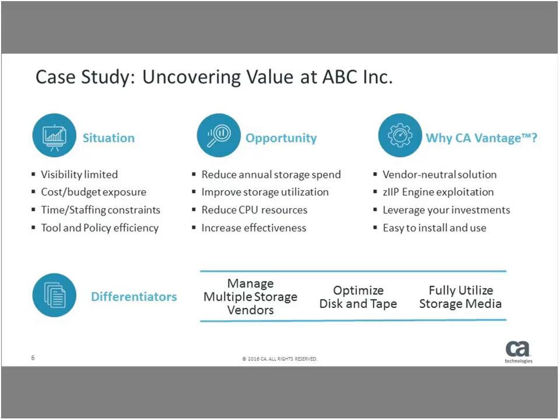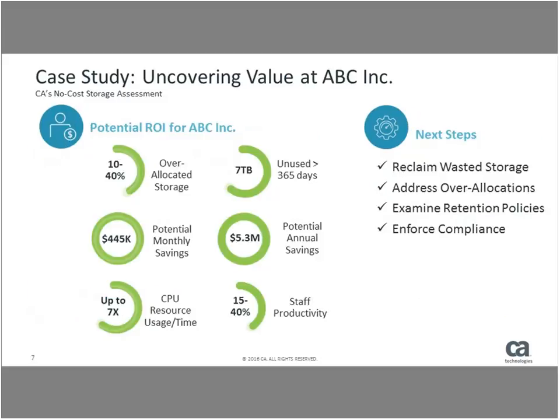So they wanted to reduce their annual spend. They wanted to improve the utilization, of course. They were concerned about using too many CPU, MSU cycles, if you will, and to increase the effectiveness of their team. And they were looking at Vantage because of our vendor neutrality and, again, the zIIP exploitation and everything that Vantage stands for. The differentiators for this company were multi-vendor management, optimization of both the DASD, the disk, and the tape resources that are out there, and the fact that they needed to fully utilize all of their media. And the results were based off of a storage assessment that we provided to this company.